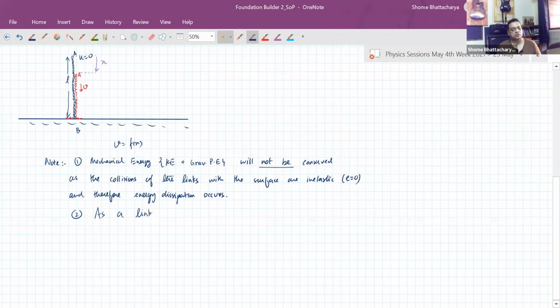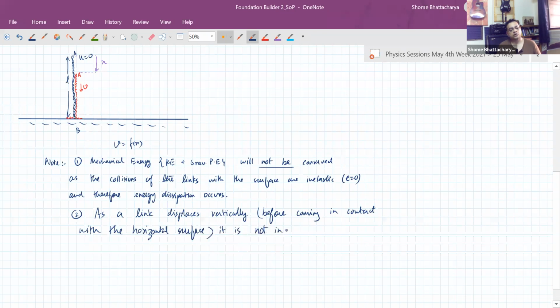So as a link displaces vertically before coming in contact with the ground, it is not in contact with its neighboring links. It is therefore in free fall.